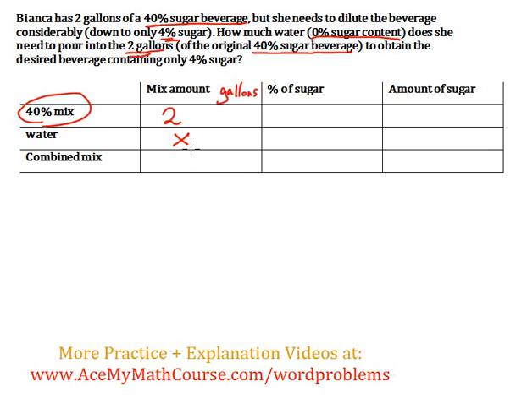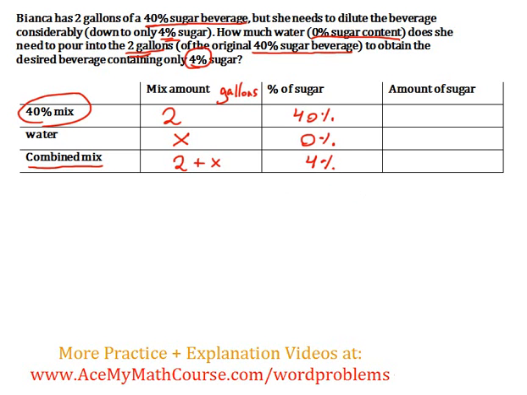Great, so how many gallons will the combined mix have? Well, we can just add them up. So we have 2 plus X. That'll be the mix amount for the combined mixture. Fantastic. Now percentage of sugar, what is that going to be? For the 40% mixture, we have 40% sugar. For water, we have 0% sugar. And for the combined mix, we want the mix to have only 4% sugar.